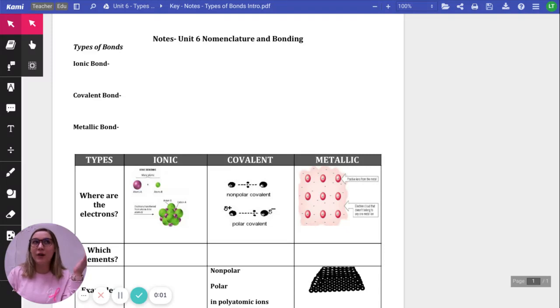We are starting bonding and types of bonds. For this unit, something that you're really going to need, like I've said a couple times, is a periodic table, because we're going to learn about the 3 different types of compounds as well as how to name them. So for today, we're going to start with just a basic intro to all 3 types of compounds, to give you a little background before we dive in to learning about each one more specifically.